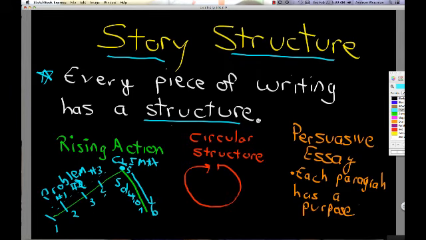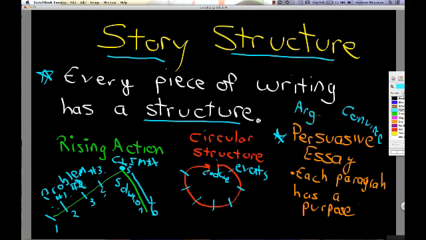A third type of writing is persuasive writing. So persuasive, you're trying to convince somebody of something. Or another way of saying that is you're creating an argument. And it's not that you're creating a fight, but you're justifying. You're saying, I'm convincing you of my point of view.